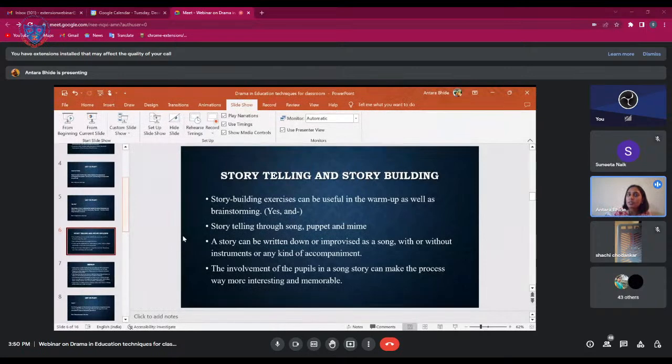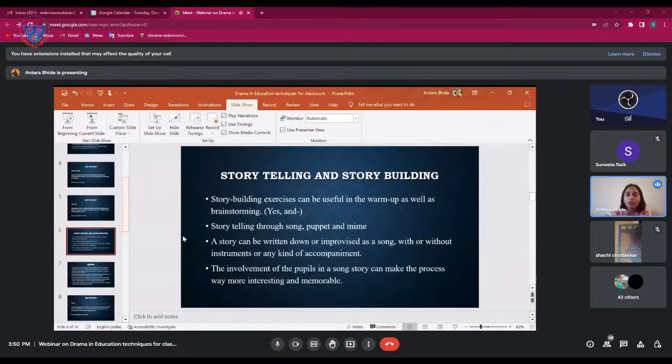Story building is a good exercise because they are involved, and they are the ones building that story, exploring their imagination and creativity. That will prep them for the later improvisation part, where they have to put in all of their energy and all of their creativity, and they'll be warmed up for that mentally as well as physically.